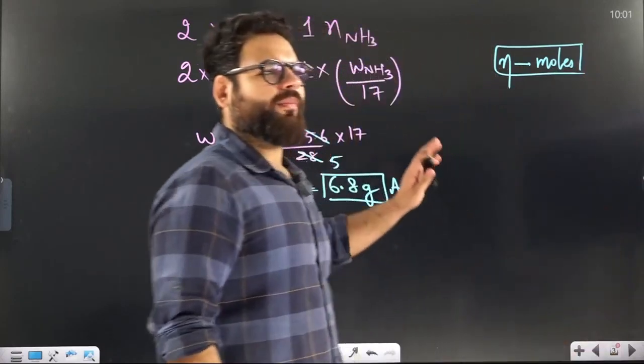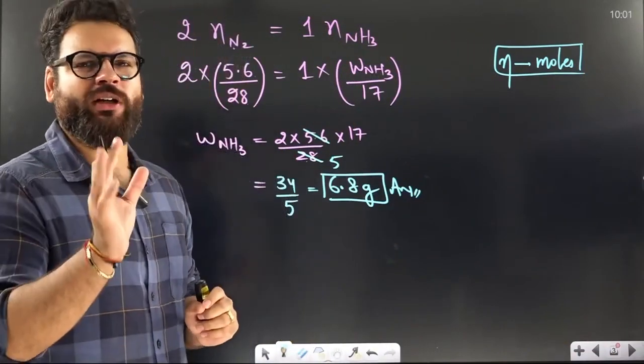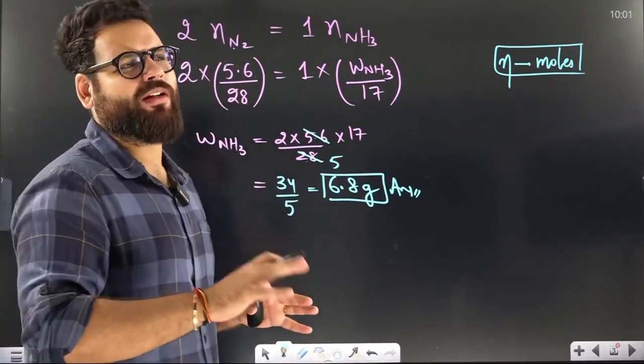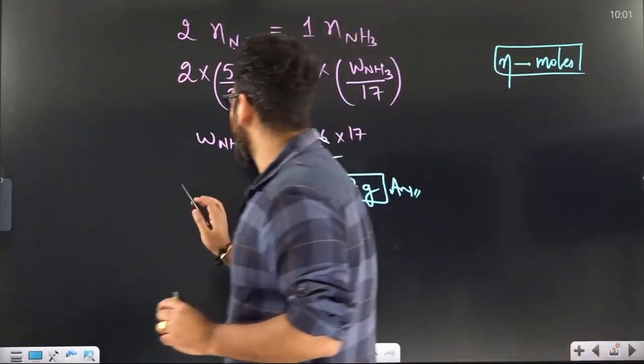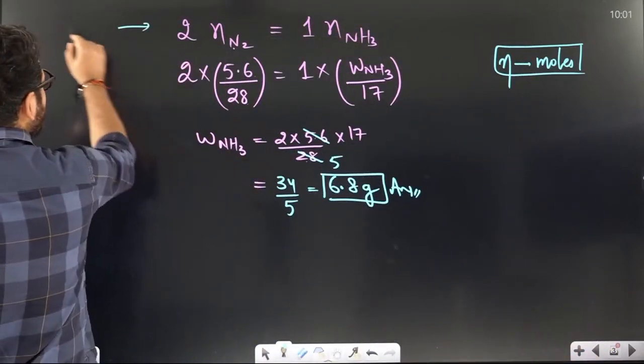Just once it will take 2 minutes to understand. Once you understand, after this, it will become very, very easy. Is this 6.8 clear? Yes or no? Is the POAC of nitrogen clear to everybody?